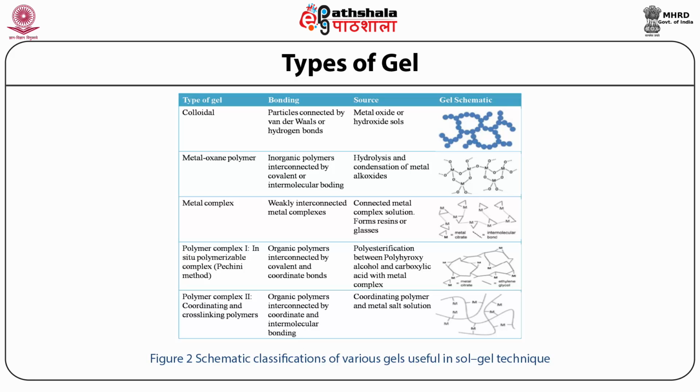Here the bonding is organic polymers which are interconnected by covalent and coordinate bonds. Here the source is the polyesterification between polyhydroxy alcohol and carboxylic acid with metal complex. Then the polymer complex 2, here the coordinating and cross-linking polymers form the gel. The organic polymers are interconnected by coordinate and intermolecular bonding. The source is the coordinating polymer and metal salt solution.